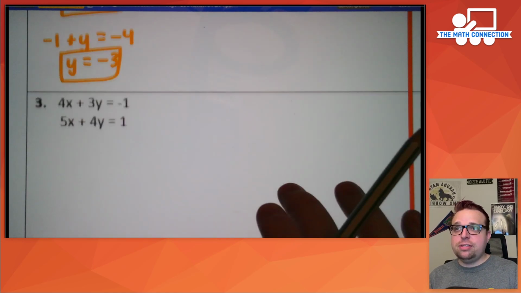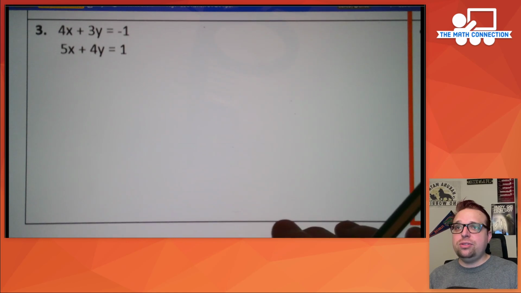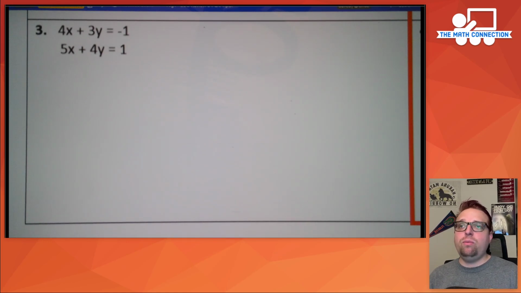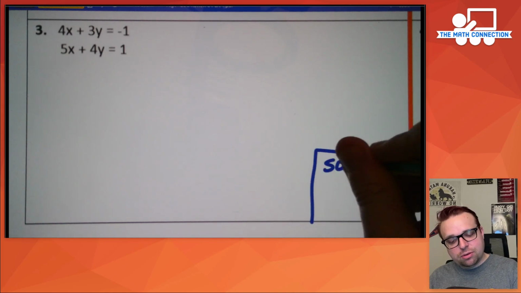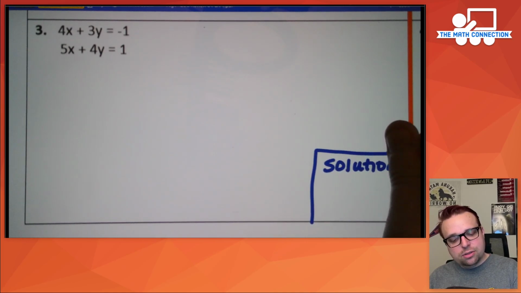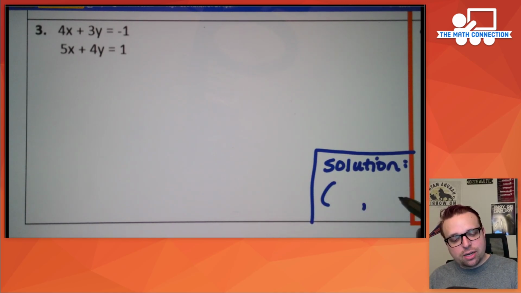I'm just going to roll this down so we can see number 3 and do a different one where we actually do have to do a little manipulation to solve this. I'll put a little solution box down here in the corner so we can keep track of our answer as we go. And let's get started. So I'll use blue to start.